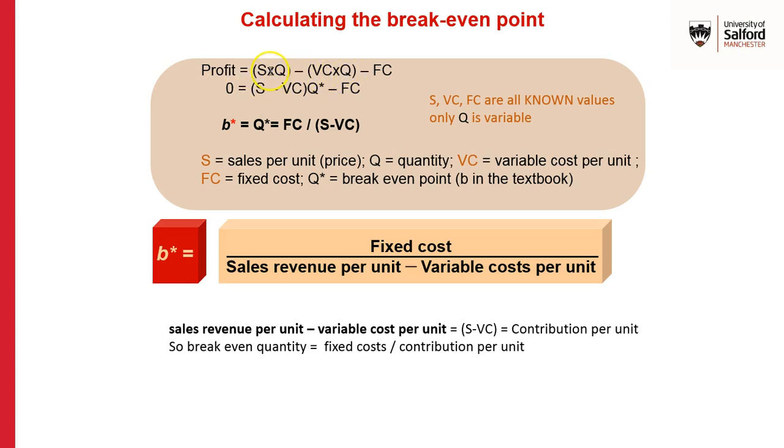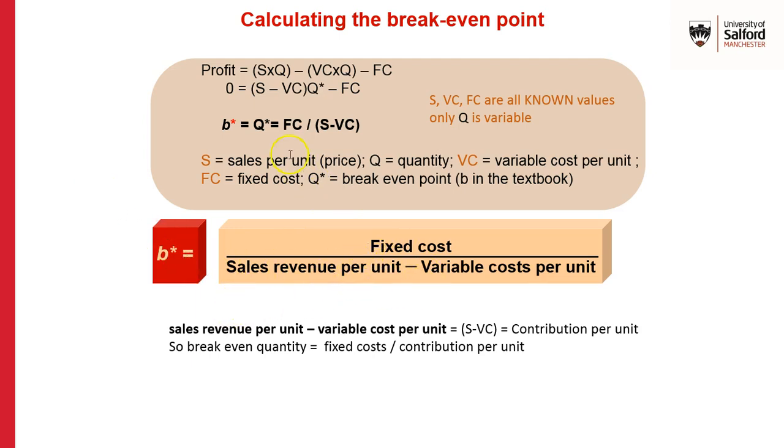So as these are both multiplied by Q, we can take it out and put S minus VC, the sales per unit minus the variable cost per unit, times quantity, minus the fixed cost is zero profit. So that's Q asterisk, our break-even point. In the book it gives it a little B with an asterisk, I believe, but I've used Q to emphasize that it's to do with quantity. It's fixed cost over sales minus variable cost per unit, and that gives us the number of units. So it's just taking Q and putting it on the other side to find out what the break-even quantity is. So that's the derivation of our formula here.